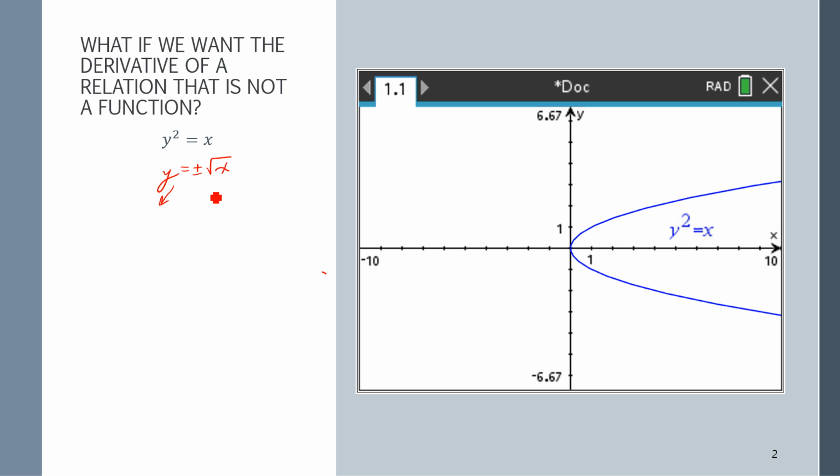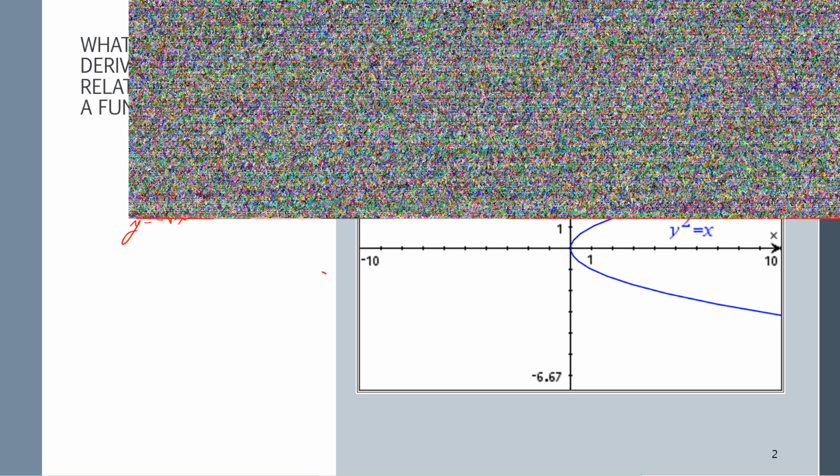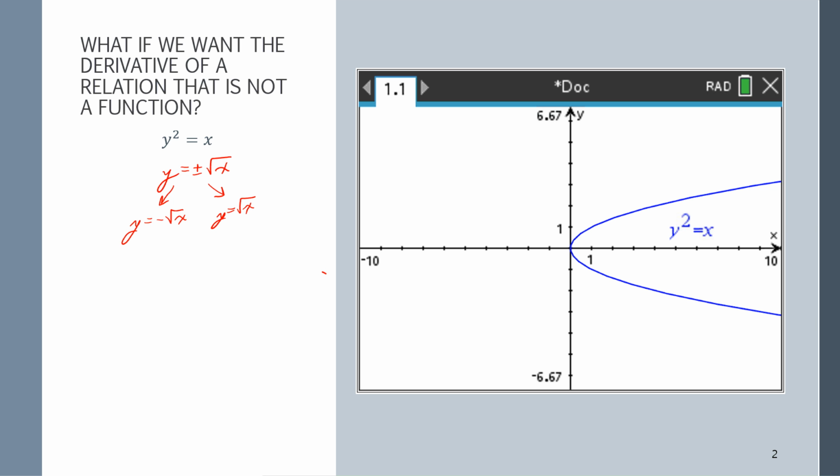And what I really have here is two separate functions. Y equals the negative square root of x, which is the bottom half of the parabola, and y equals the positive square root of x, which is the top half. And then I'd have to figure out, okay, for each of these, what's the derivative for each piece? And then which piece is it that I need to use? But what if I'm using both pieces? It gets complicated very quickly.